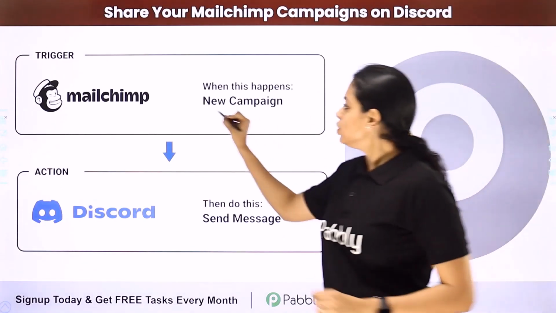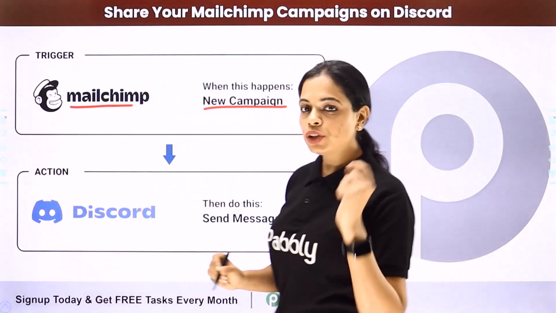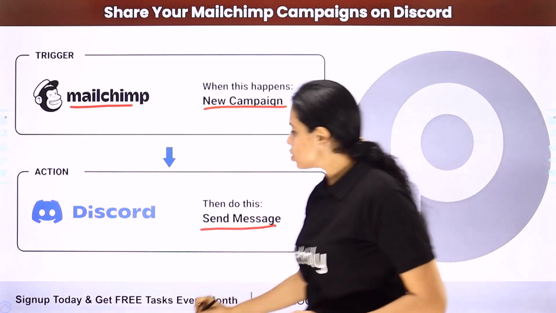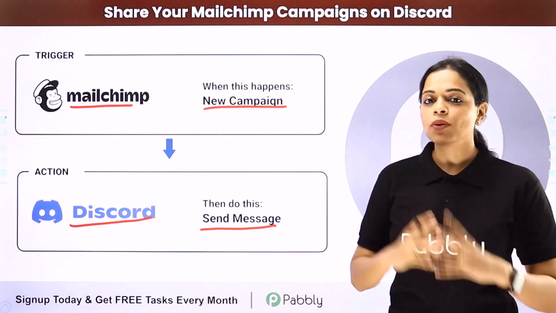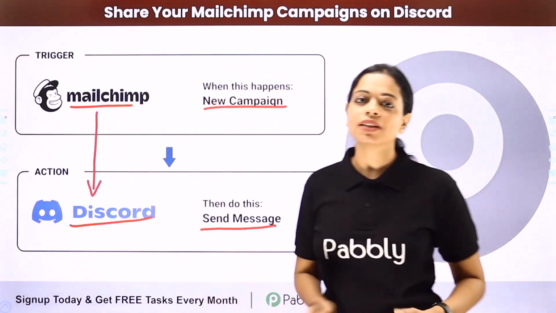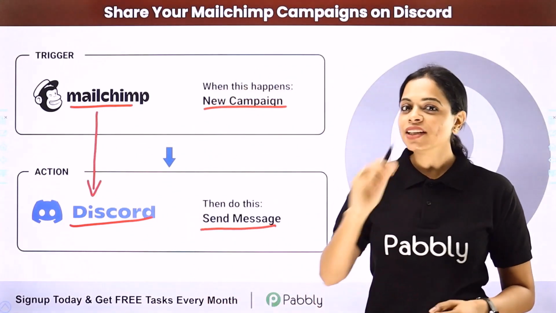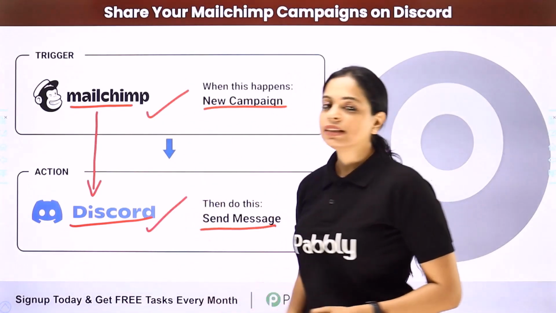So every time a new campaign is created on Mailchimp, which is an email marketing tool, now what you want is to send a message on Discord, which is a social messaging app where your team is sitting. Now how can that be done? For this, you will have to integrate the two applications, and the same thing can be done using Pabbly Connect software. Here your trigger application would be Mailchimp and your action application will be Discord.